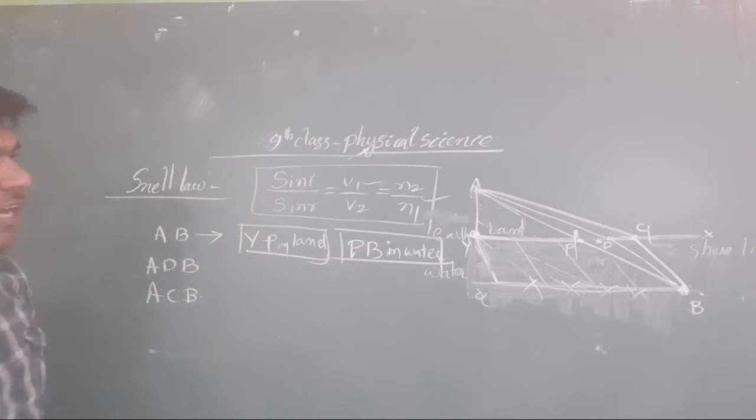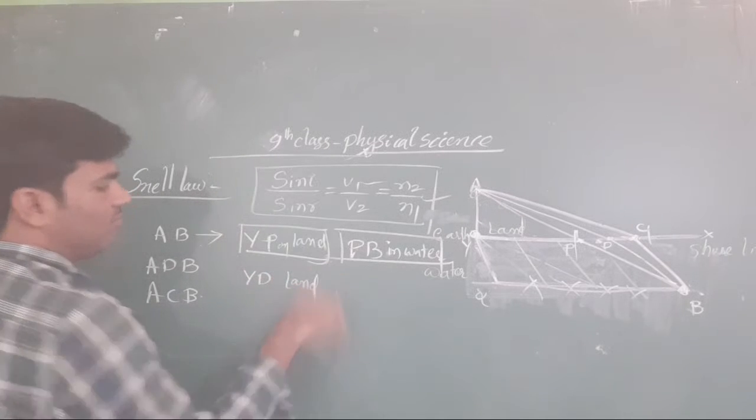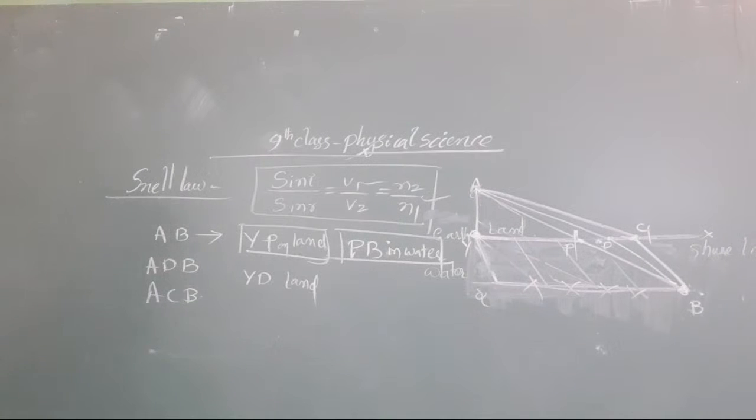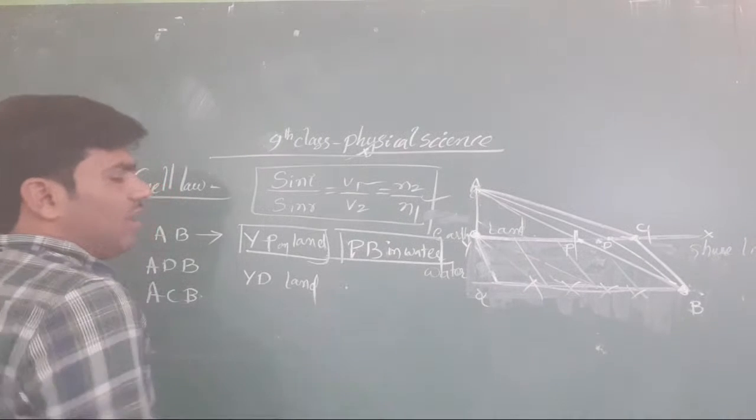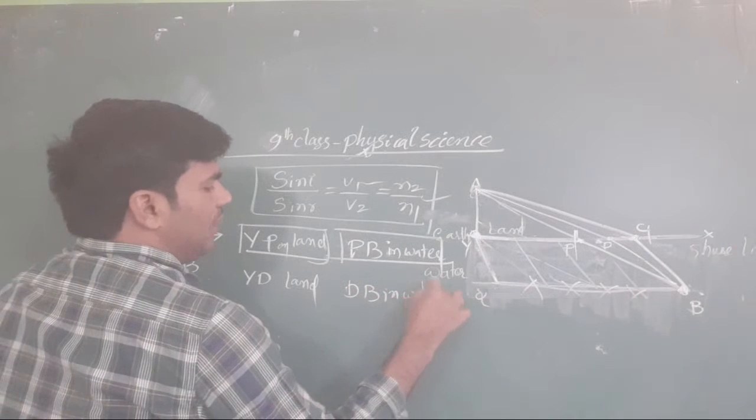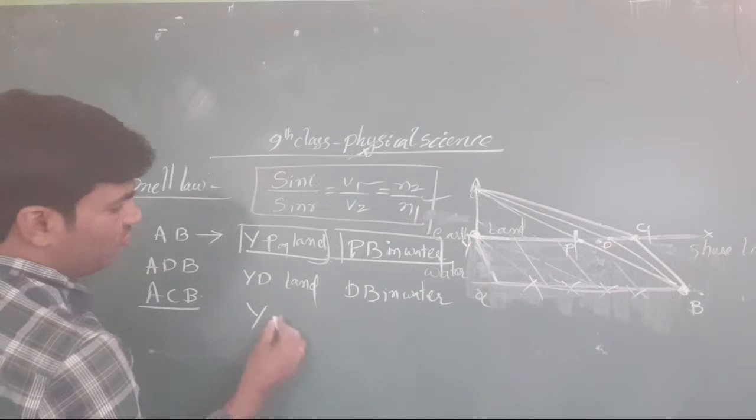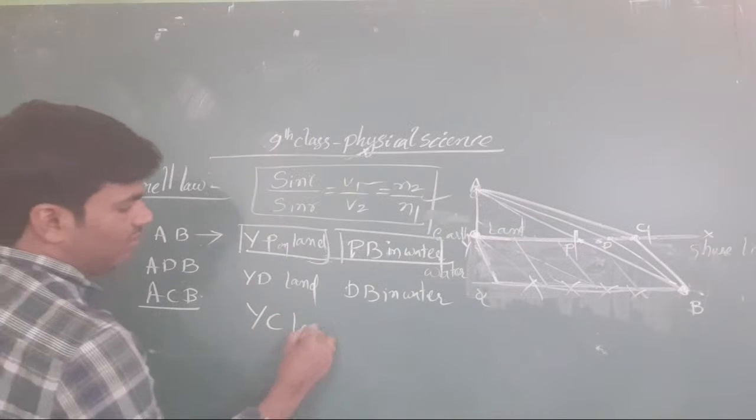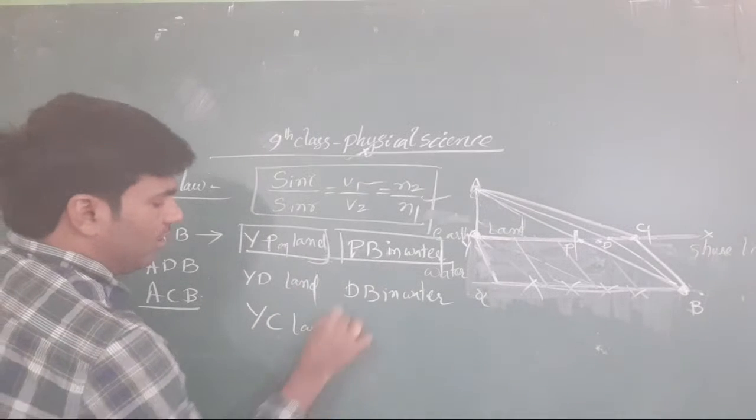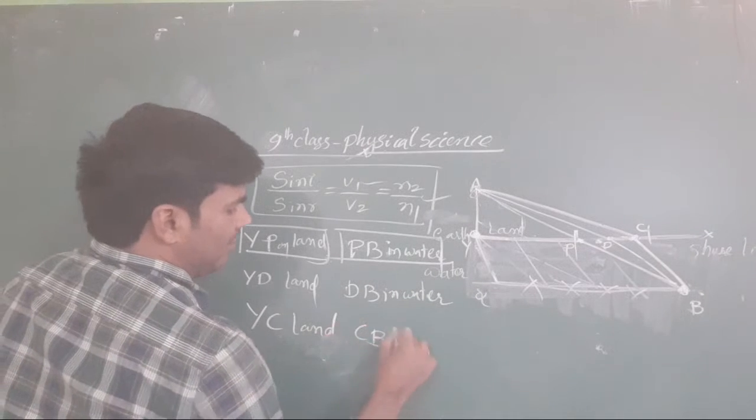Once you check it here, A, D, B: A to D is on land. A to D on land. Clear or not, all the students? And here D to B is in water. D to B in water. Clear? And now ACB. Clear or not, all the students? ACB. Here A to C is on land. Clear? And here C to B is in water.